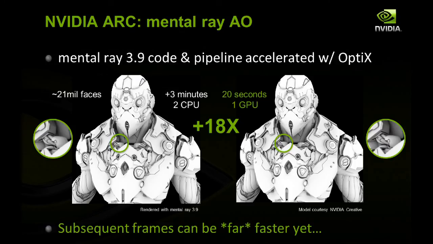So we think that subsequent frames, and I bet a lot of you do animation if you're using Mental Ray, the sequential frames should be much faster yet because of the acceleration structure building. We can get more efficient in ways on the GPU than on the CPU. So a lot of headroom there. This is the beginning of good things happening for Mental Ray for taking advantage of the GPU. No time yet on when that's going to be available, but we're working on it.